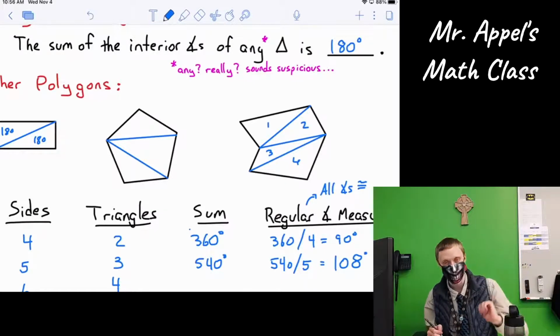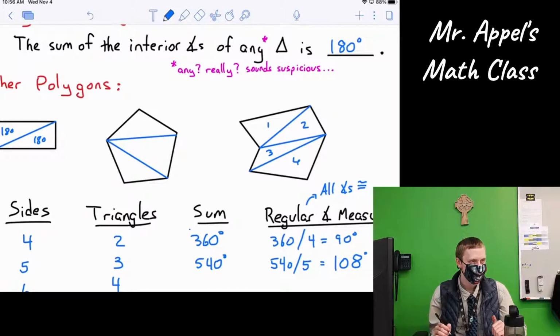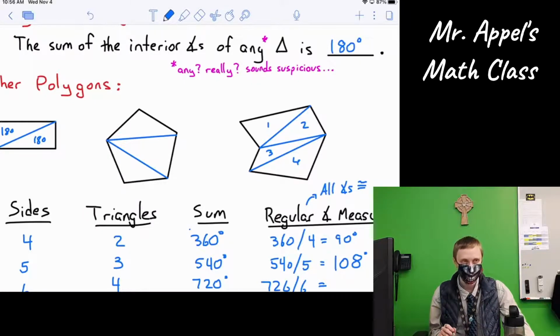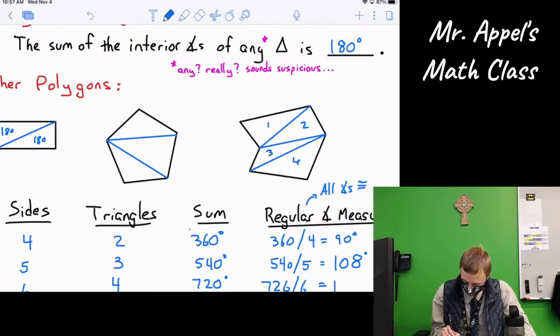And so then 4 times 180 is, aka, 2 times 360. 720. What everybody thought the last axe box was going to be called. 720 degrees. And we could do 720 divided by 6 and get what? 120.